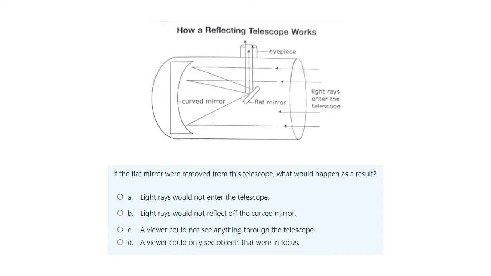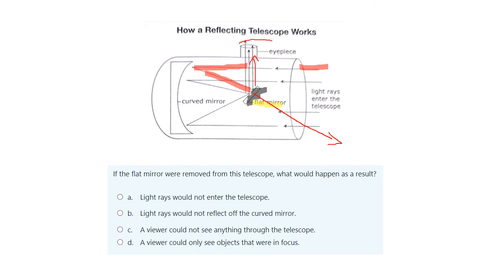If the flat mirror were removed, what would happen? Well, the flat mirror is here. So imagine we take out the flat mirror. At the moment, light comes in here. It goes down here. It hits the curved mirror, and then it hits the flat mirror. But if the flat mirror was taken away, then the light would just continue to go in a straight line. There would be nothing to direct the light upwards.